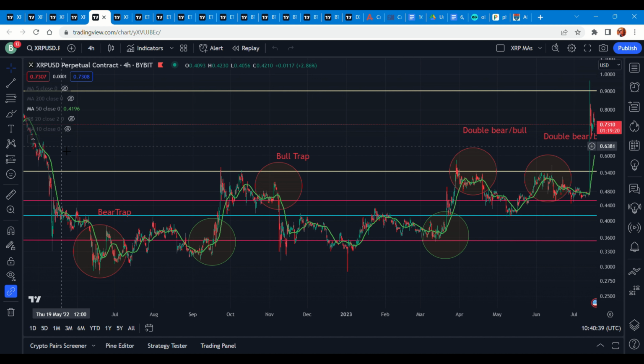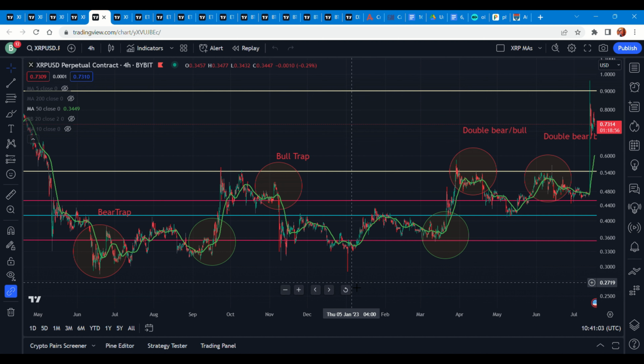So, how do we spot the traps? First, we spot the crossing of the MA. There are 2 steps for spotting the traps, and then 2 options for you to do in case you've spotted a trap. What do you do when you notice you have been trapped? I will start, and I've identified here 1 bear trap, 1 bull trap, 2 double bear and bull, and we'll discuss them. And again, non-trap areas.